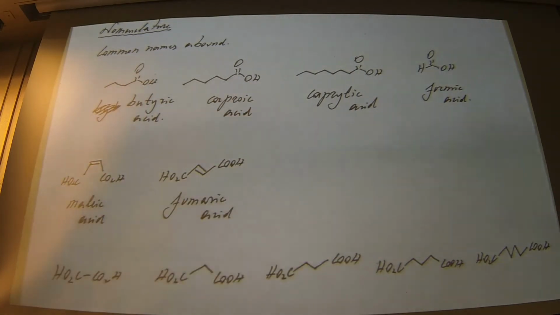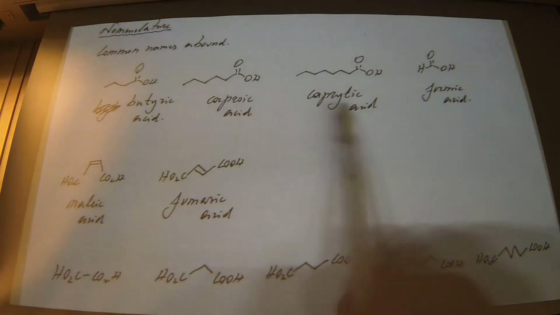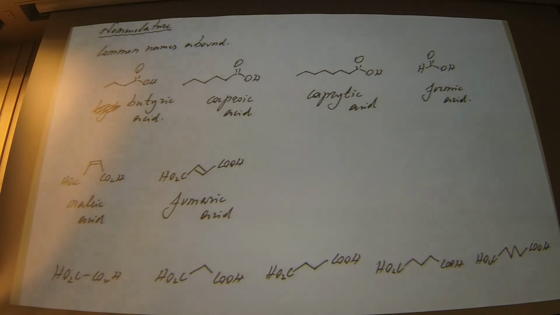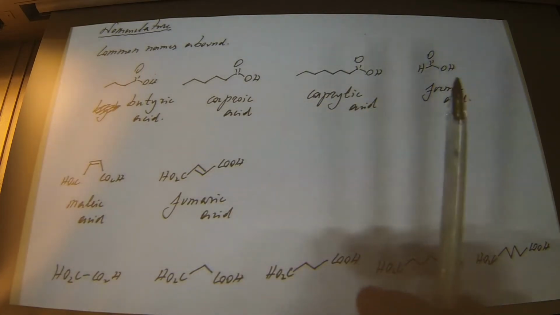Caproic acid and caprylic acid, C6 and C8, these two come from the Latin name of a goat, caper, C-A-P-E-R. Why is that? Well, if you've ever been around a goat, you know that they have a distinctive odor. And that's because of these two straight-chain carboxylic acids.